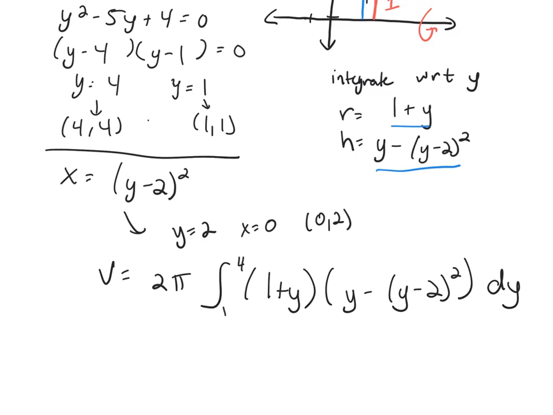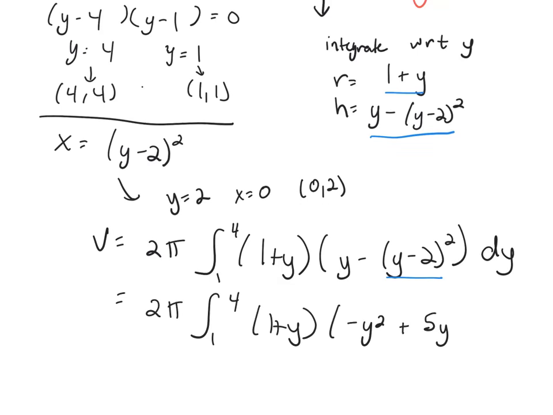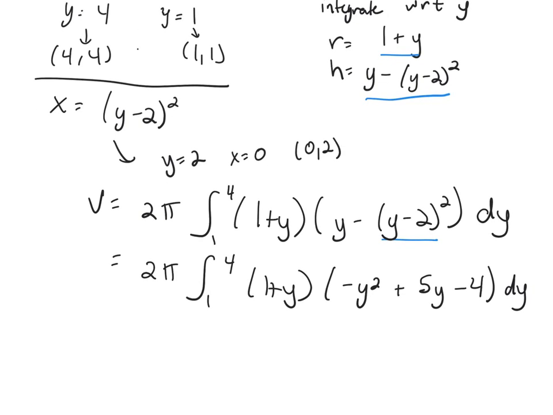So you're going to FOIL this second term out here, this y minus 2 squared, and combine it with that 1 plus y. So it looks like I'm getting minus y squared plus 5y minus 4. And then unfortunately we're going to have to multiply all this out, this 1 plus y times this minus y squared plus 5y minus 4.